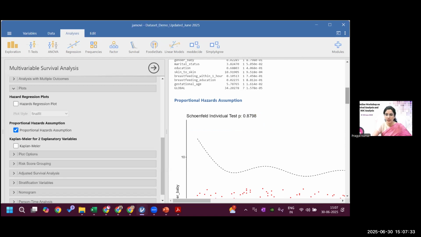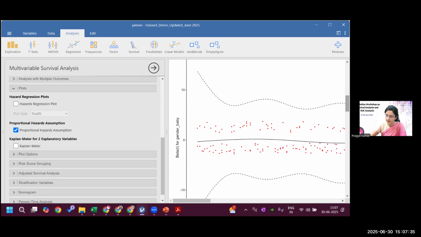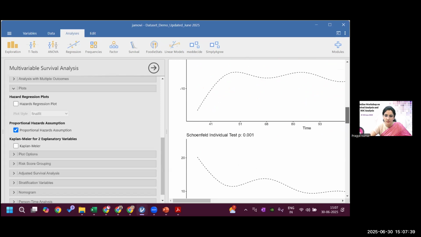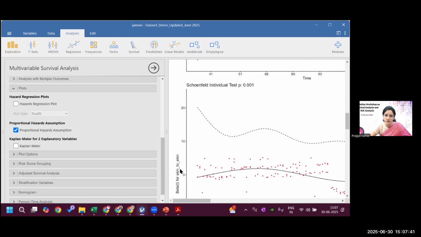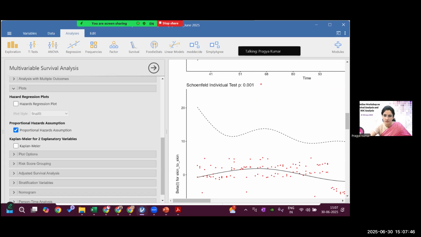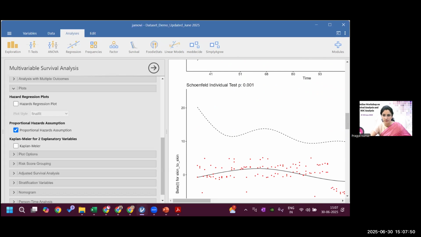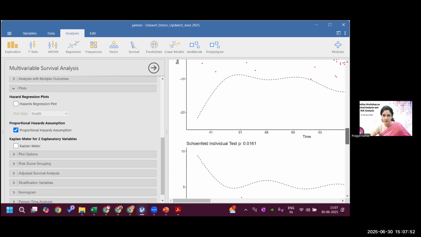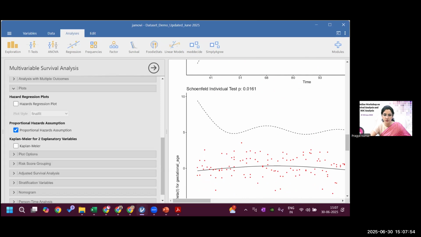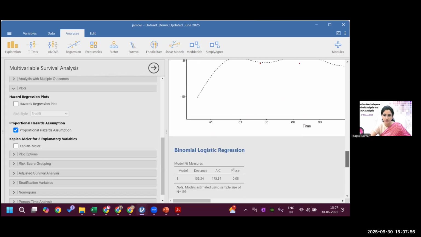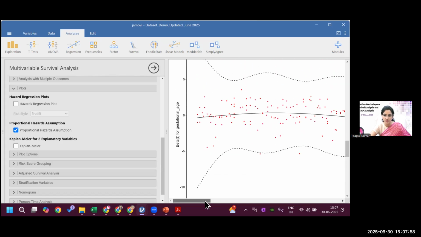So what all can you take? Gender, I'm writing it separately. You can take gender. Come down. You see this value. Skin to skin you cannot take because its value is 0.001. So you cannot take. Again come down. This is 0.01. Gestational age you cannot take.